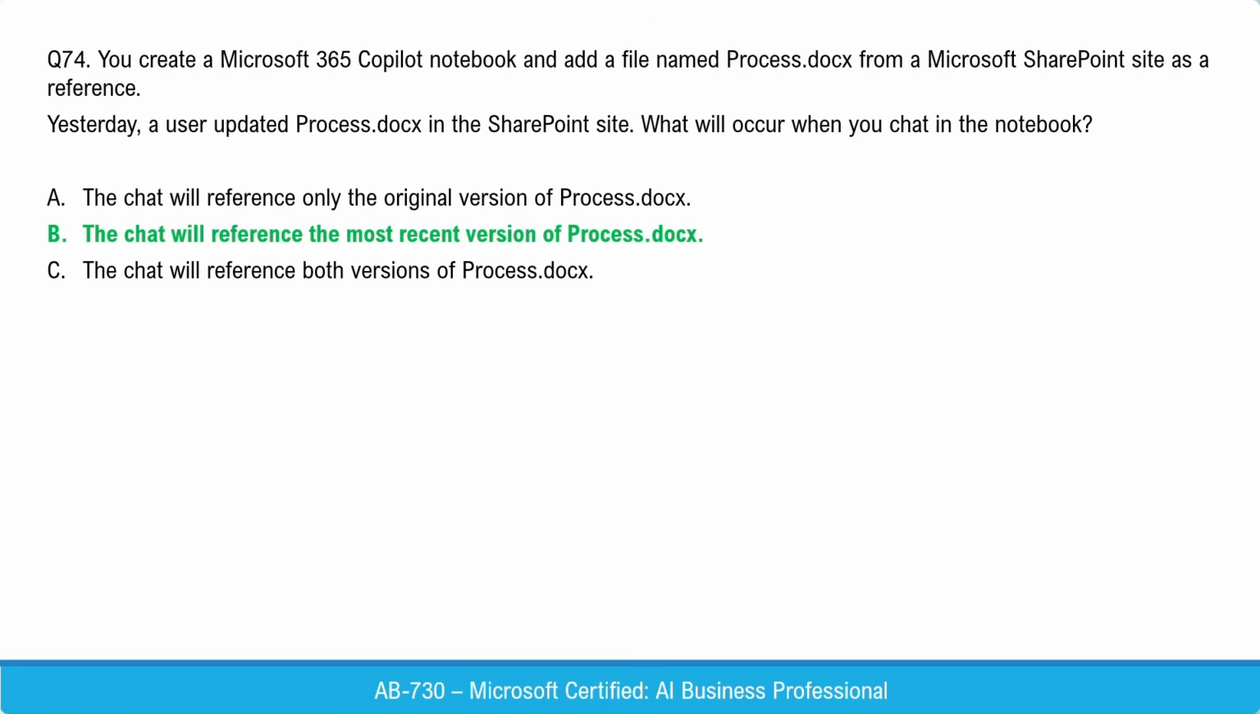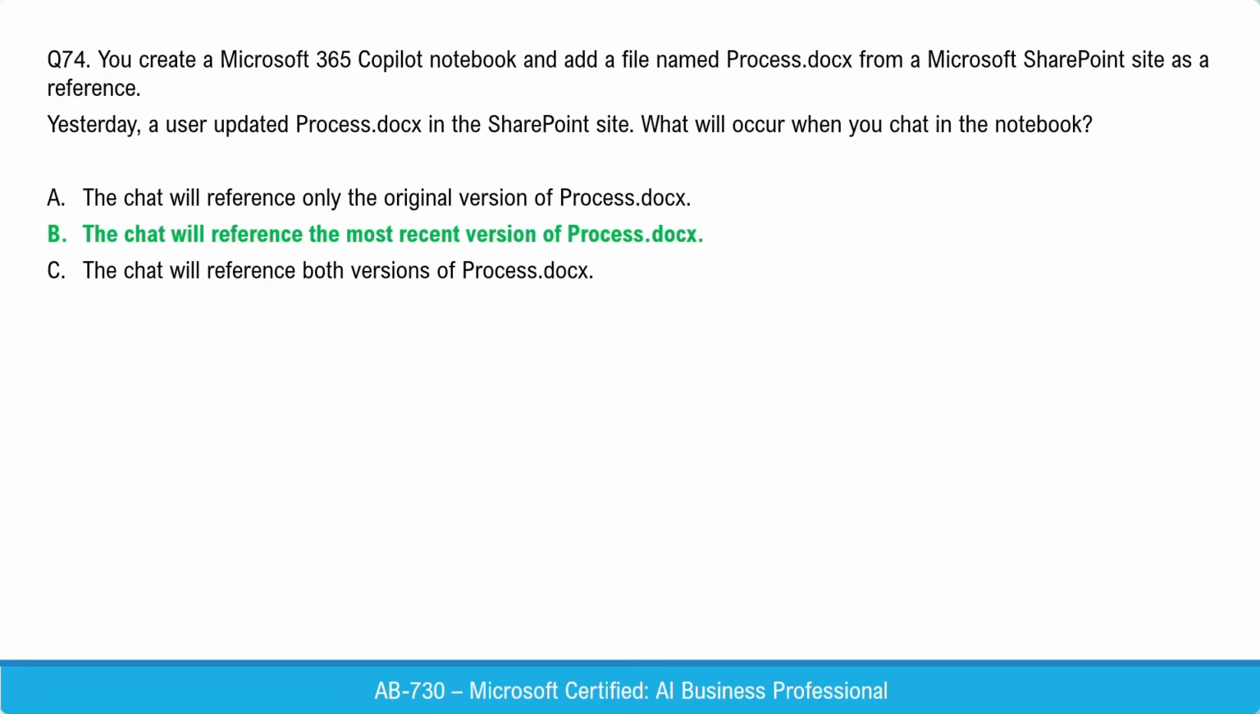The important concept here is that Copilot notebooks do not store static copies of files. Instead, they maintain a live reference to the document when it is uploaded from SharePoint. So when the document gets updated, Copilot automatically works with the latest version. That's why the correct answer is that the chat will reference the most recent version of the file.